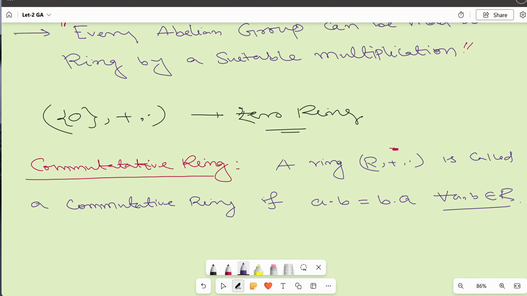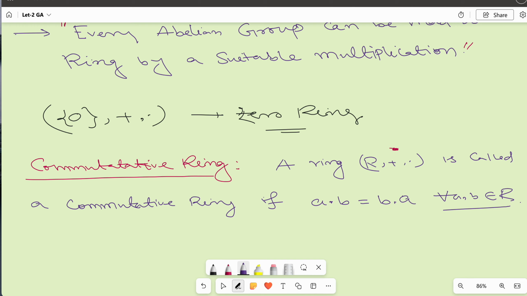The first binary operation is already commutative because R plus will be an abelian group. So there is no meaning of checking commutativity there. But with respect to the second operation, R with dot is not a group; it is just a semigroup, that is, a binary operation that is associative. So you just have to play with the second binary operation, which is dot. That means a dot b equals b dot a. If this happens, we call the ring a commutative ring.